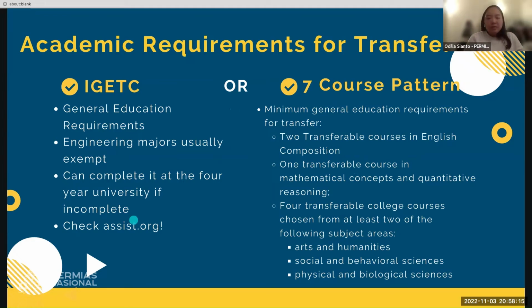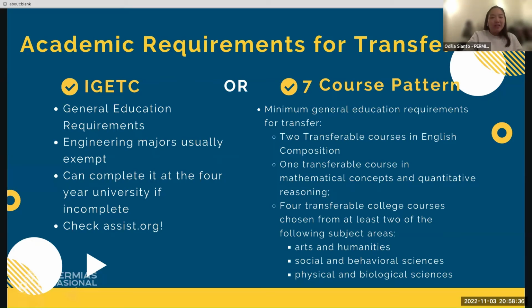What I wanted to note about this was that you don't have to finish IGETC before you transfer, but to graduate with a bachelor's degree at a UC, you're going to have to finish your general education requirements. So if you don't finish IGETC at your community college, you're going to have to take those classes at the university you transfer to. And I did this, and I don't really recommend that.